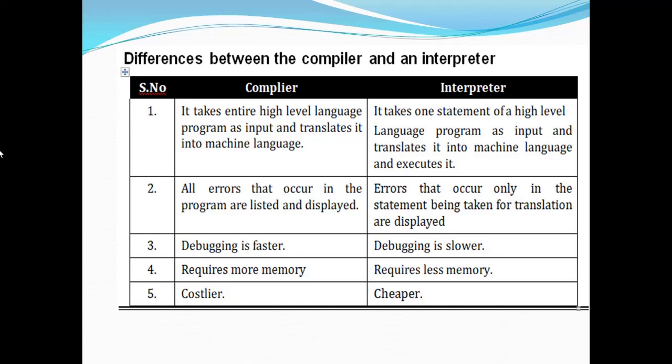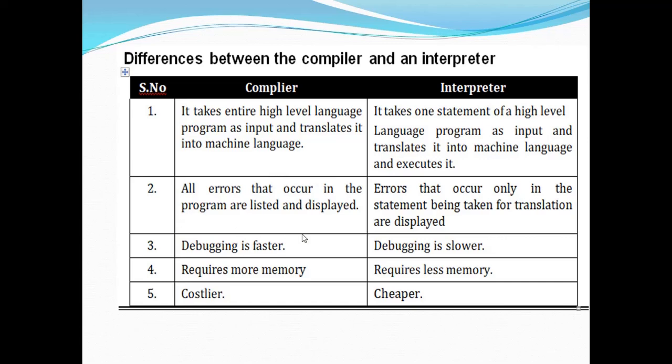Whereas in the case of interpreter, it takes one statement of a high level language program as input. So here it converts the program statement by statement. It takes one statement and it translates it into machine code or machine language and then it executes the statement. Here, in the compiler, it converts the total program at a time. Here it takes an instruction and then it translates it into machine language code. And the second difference is all errors that occur in the program are listed and displayed.